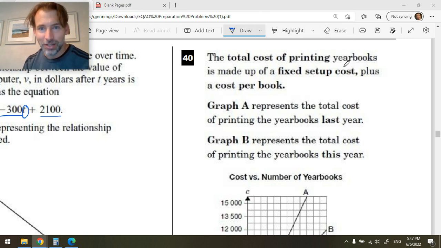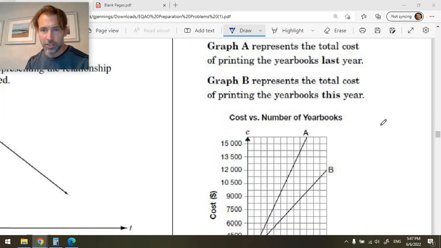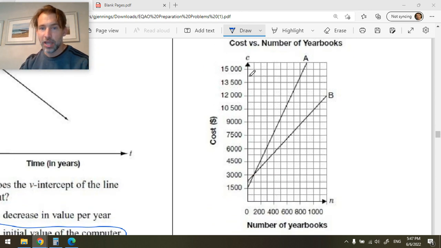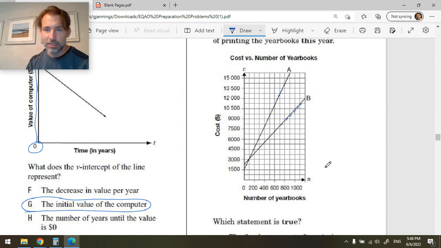Cool. All right. The total cost of printing yearbooks is made up of a fixed setup cost plus a cost per book. Graph A represents the total cost of printing yearbooks last year. Graph B represents the total cost of printing yearbooks this year. So here's A, this line, and here's B, this line. Okay? And now they're going to say which statement is true. Okay, so let's analyze these.